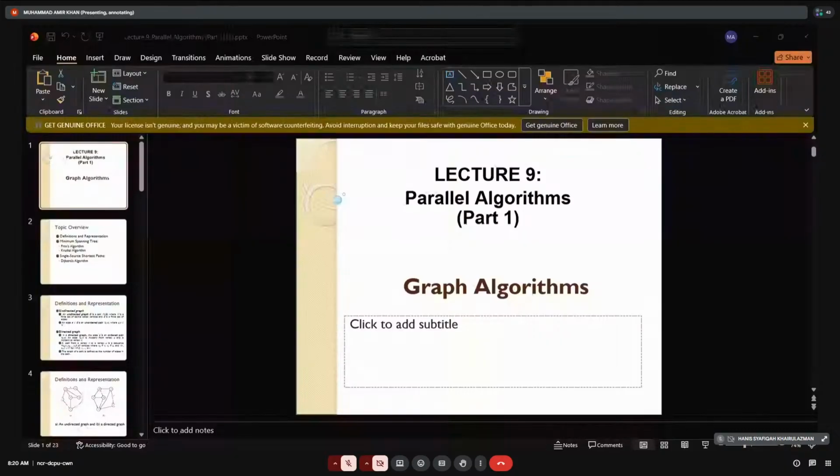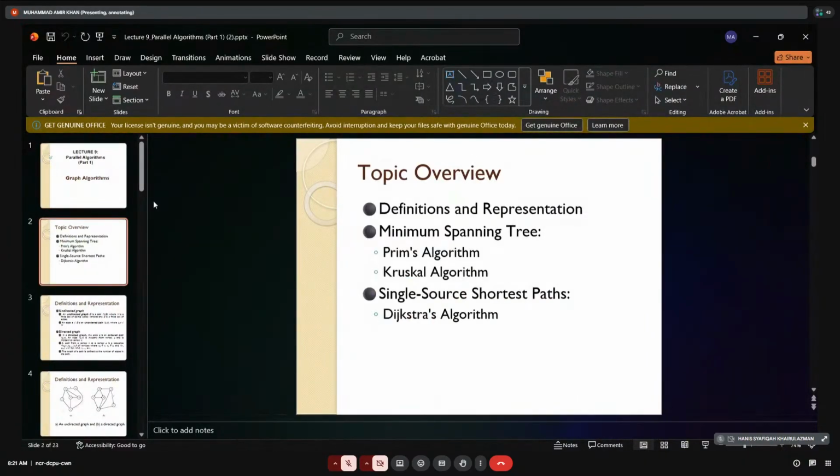In this chapter, we will see the basic graph theory. The topic overview is the definitions and representation, minimum spanning tree. We'll see the definition of graph, types of graphs, vertices, their adjacency graph, many things. And then we have MST, minimum spanning tree, Prim's algorithm, Kruskal's algorithm, and single source shortest path, which we call Dijkstra's algorithm. So these are the algorithms we will see in this chapter.